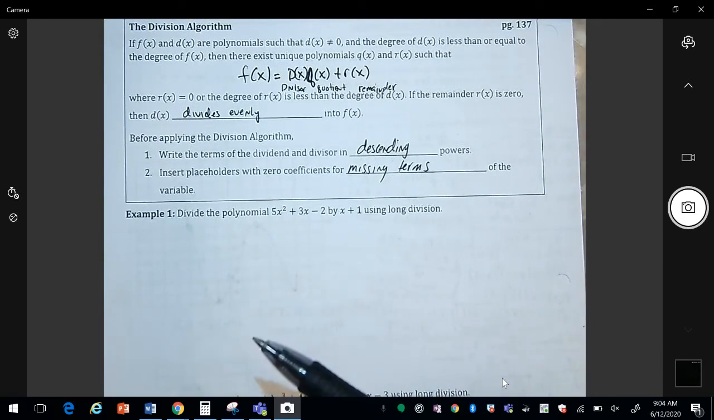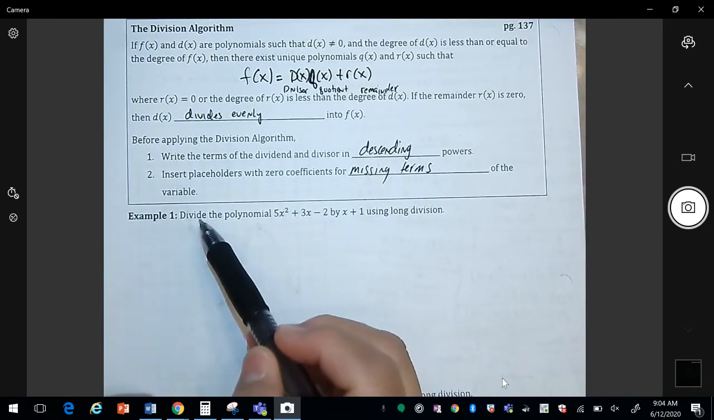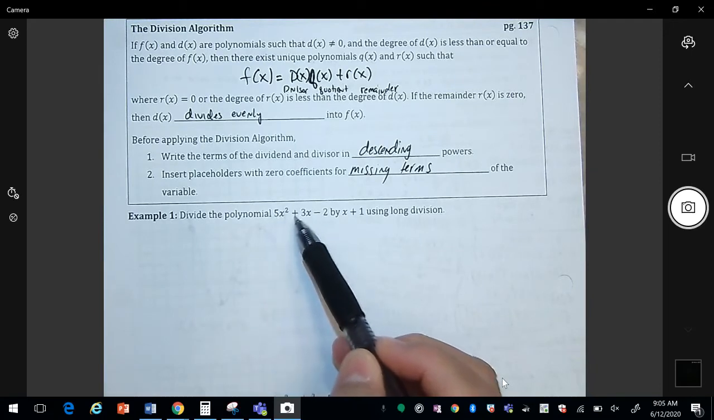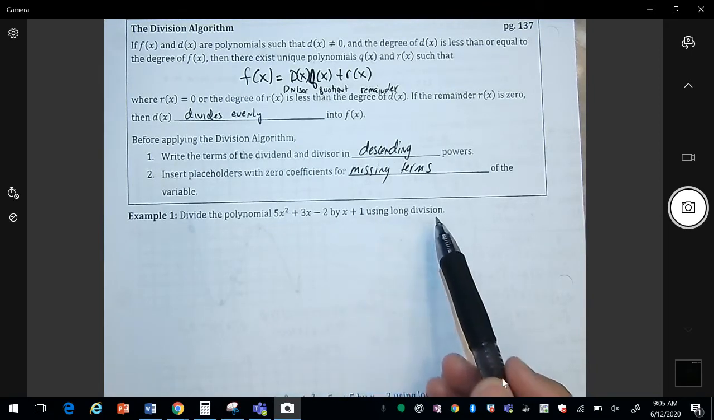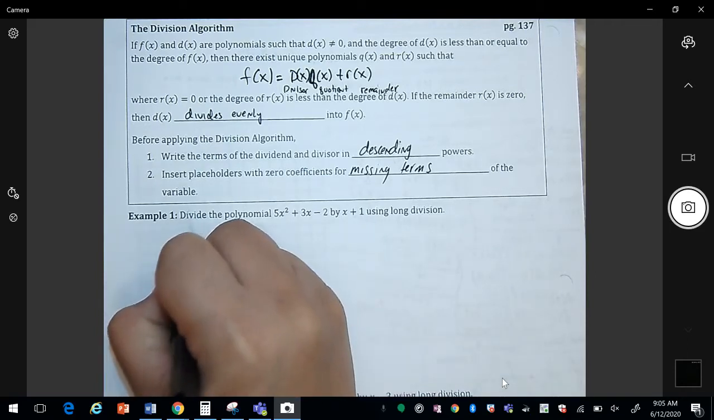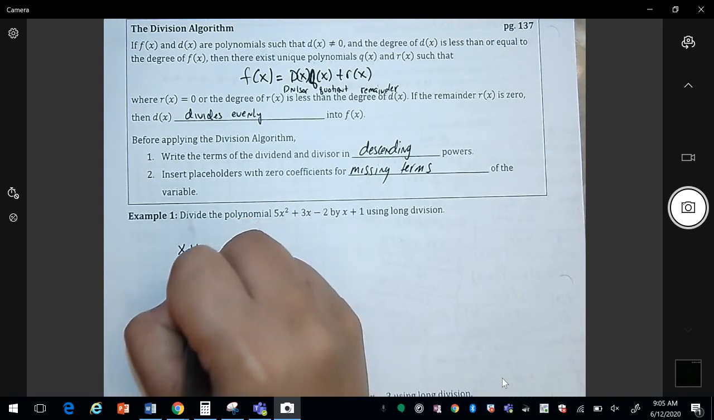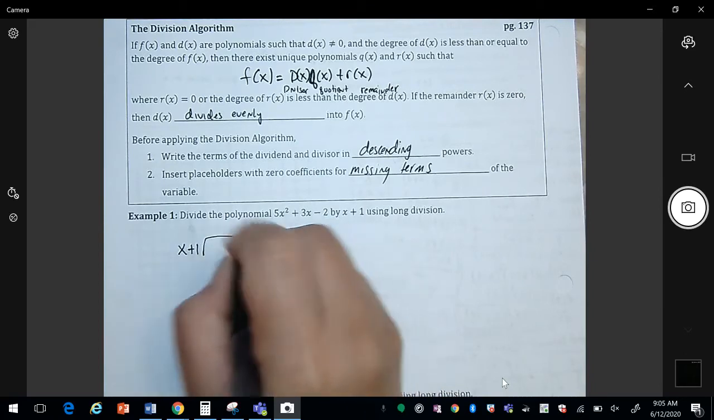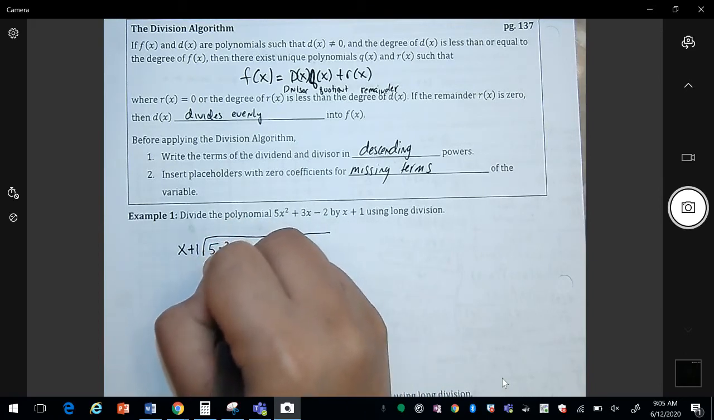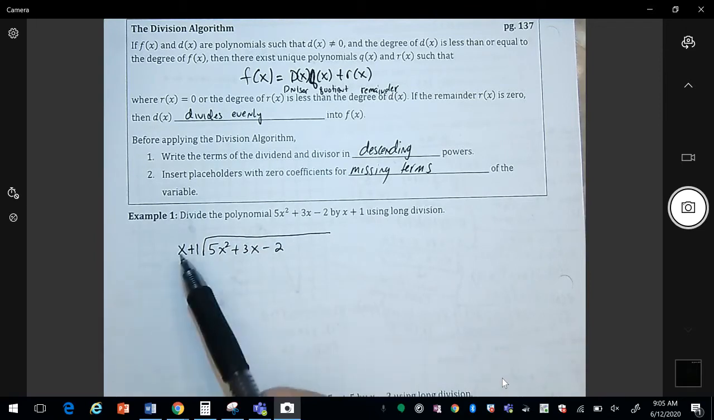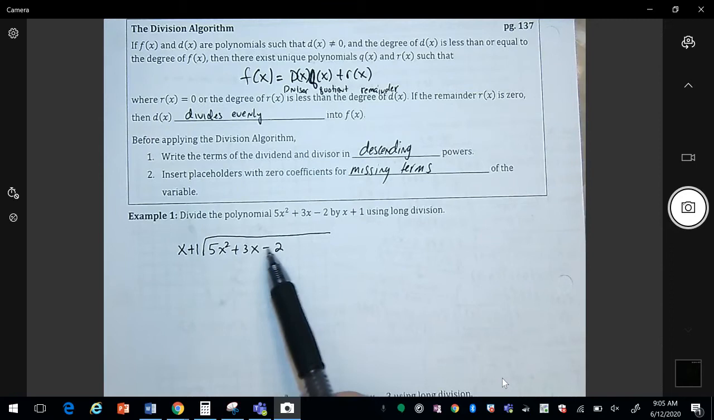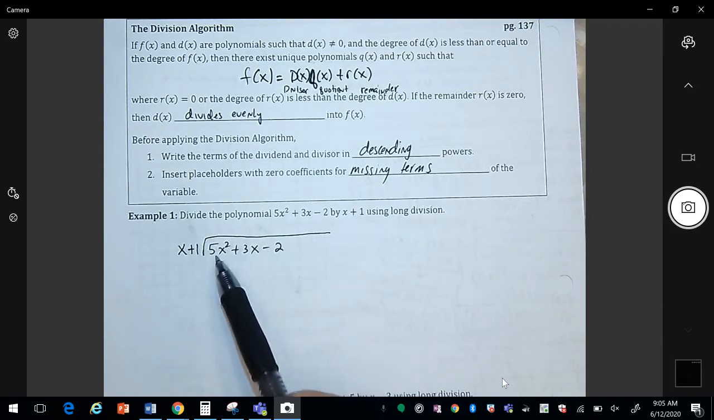So if we want to divide the polynomial 5x squared plus 3x minus 2 by x plus 1 using long division, then we can write this as x plus 1, and then we have 5x squared plus 3x minus 2. So the x plus 1 is what we call a divisor, and whatever's inside of the box here is the dividend.